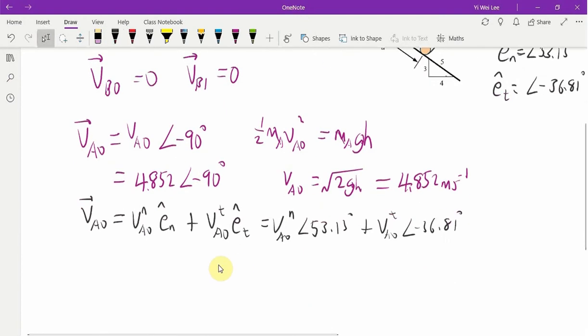Now, here is something that's very important. Please take note how to find VA naught N and VA naught T. VA naught N is equal to the component of the initial velocity prior to collision of A in the direction which is normal to the collision plane. So it's just a matter of resolving the velocity vector. VA naught N is just equal to VA naught, the vector itself, dot product with a unit vector EN, which is the unit vector in the direction perpendicular to the collision plane.